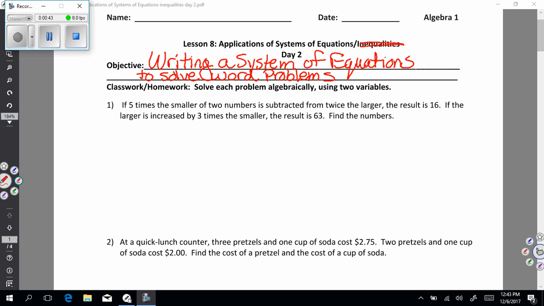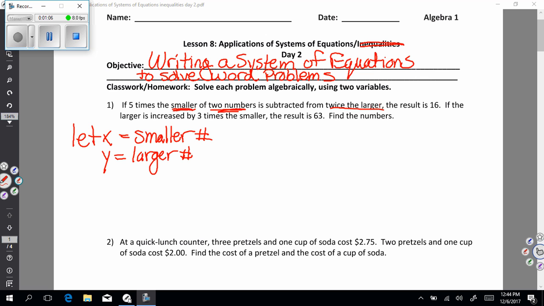So 5 times the smaller of two numbers is subtracted from twice the larger. So I'm going to let x equal the smaller number and y equal the larger number. And we just write equations like we always used to.